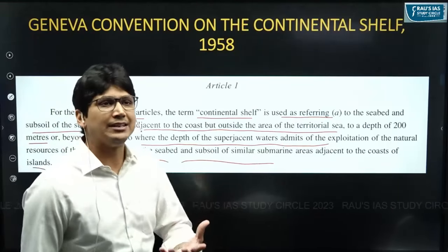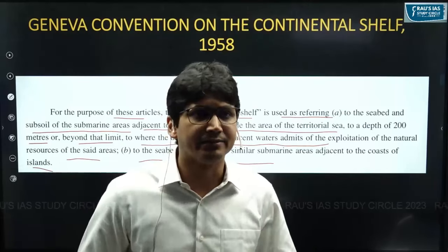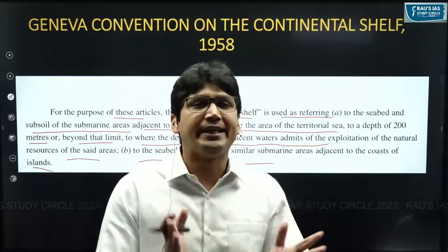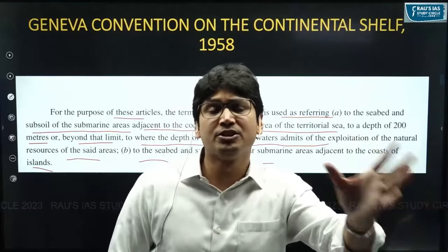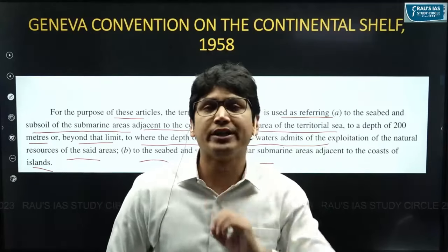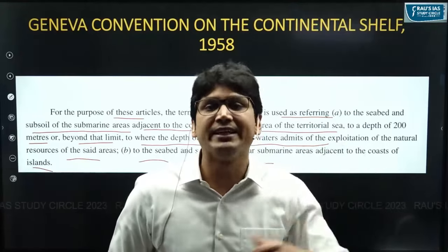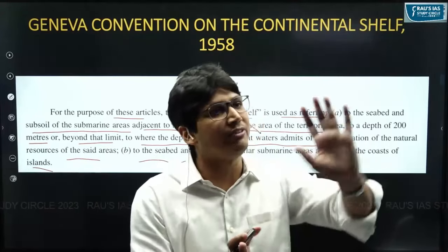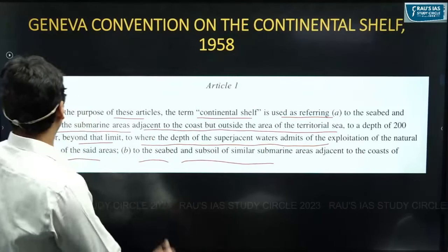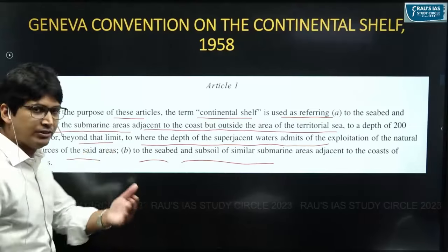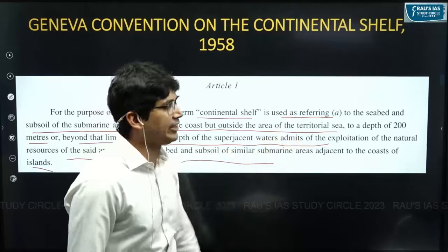Now, this explains the continental shelf in a very technical manner. So, no state can say that we do not abide by this provision of the treaty defining the continental shelf. Because it is here that it explains what the continental shelf actually is. This is what we consider continental shelf according to this treaty: the seabed and subsoil of submarine areas, which is submerged, adjacent to the coast, but outside the area of the territorial sea.